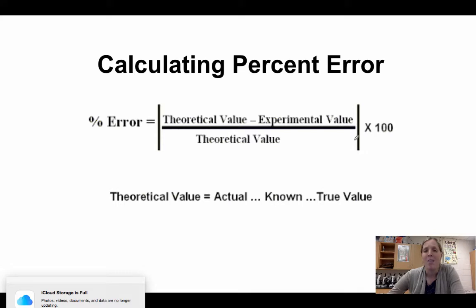So what do I mean by theoretical value? Well, other ways to think about it are it's the actual value. Sometimes it's a known value that you're aiming for, or it's the true value, and we'll go through some examples. Whereas the experimental value is the one that you came up with in your experiment or that you observed. So let's go through how we would do this for our Barbie Bungee as well as in a couple of other situations.